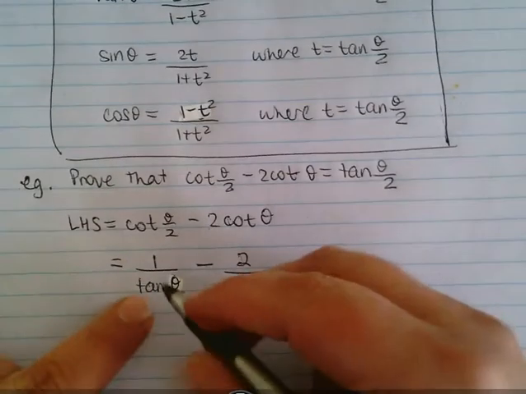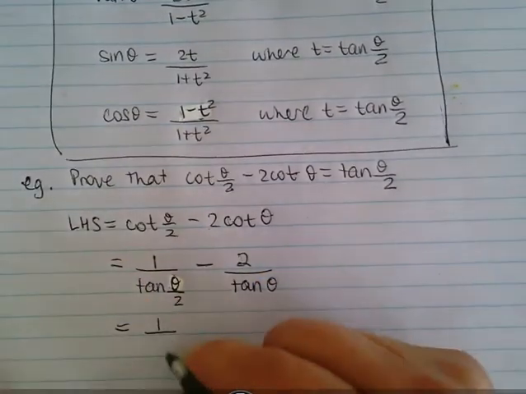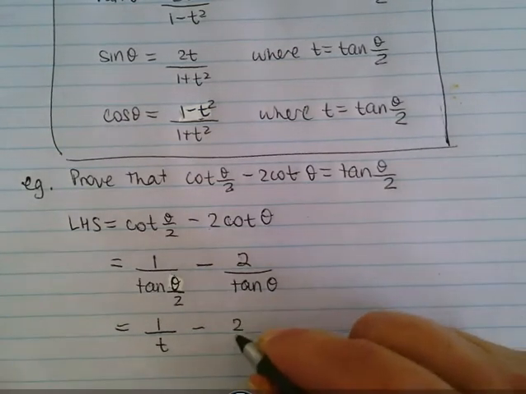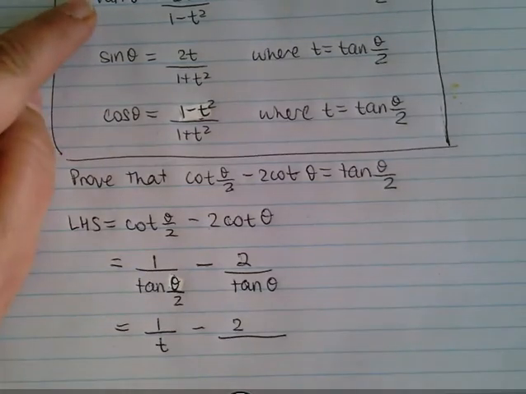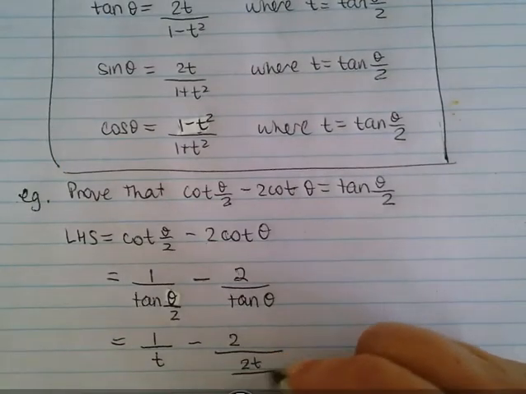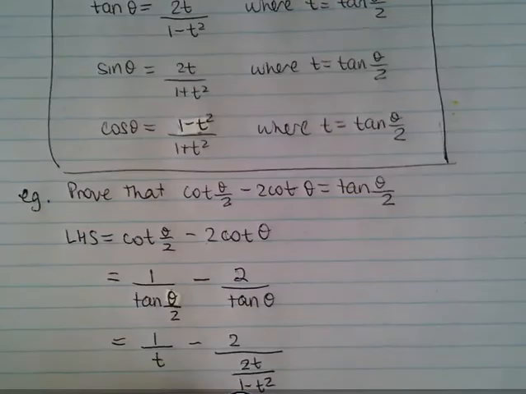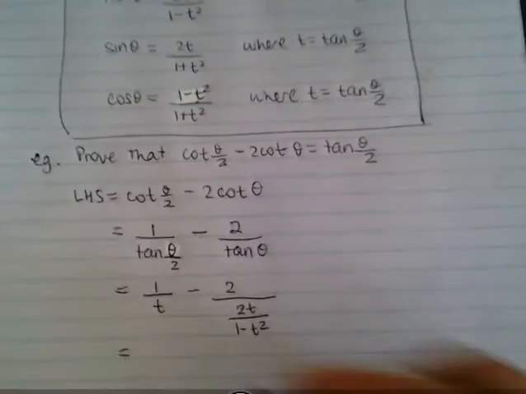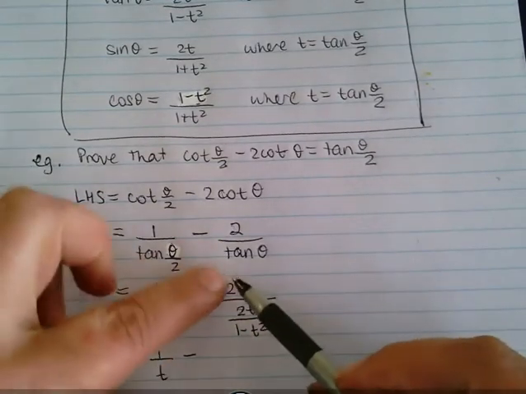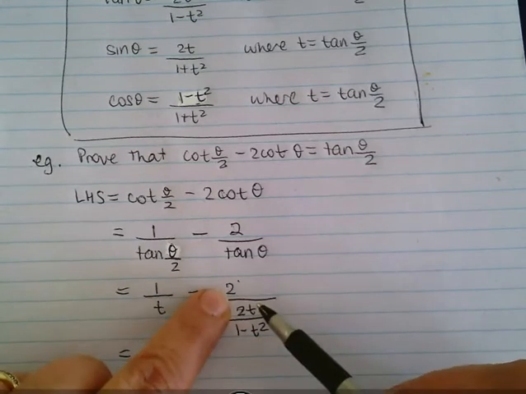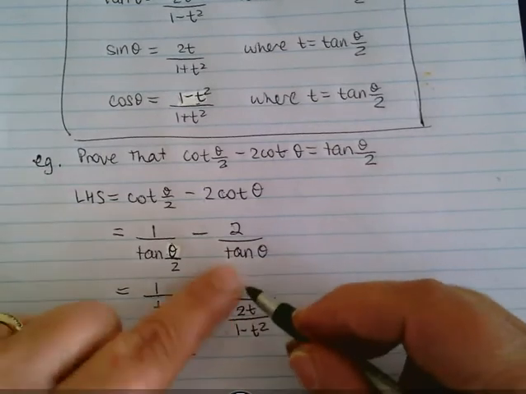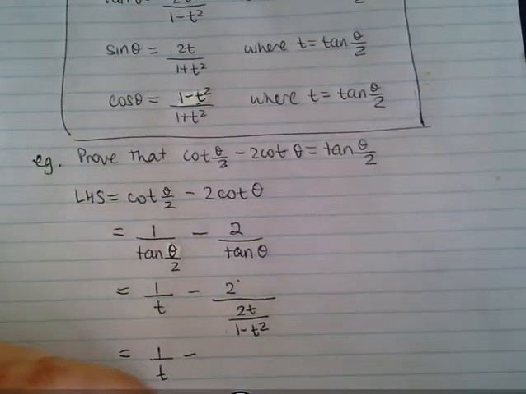All right, so we've got 1 over, what's tan theta on 2? Isn't that just T? Minus 2 over, what's the result for tan theta? 2t over 1 minus t squared. So over 2t over 1 minus t squared. Now, instead of doing that, so it's 1 over t minus, because it's 2 divided by that, it'll be 2 times the bottom one divided by the 2t. So, are you okay? You know, instead of doing that, why don't I just write 1 minus t squared over 2t? Would you be better with that?